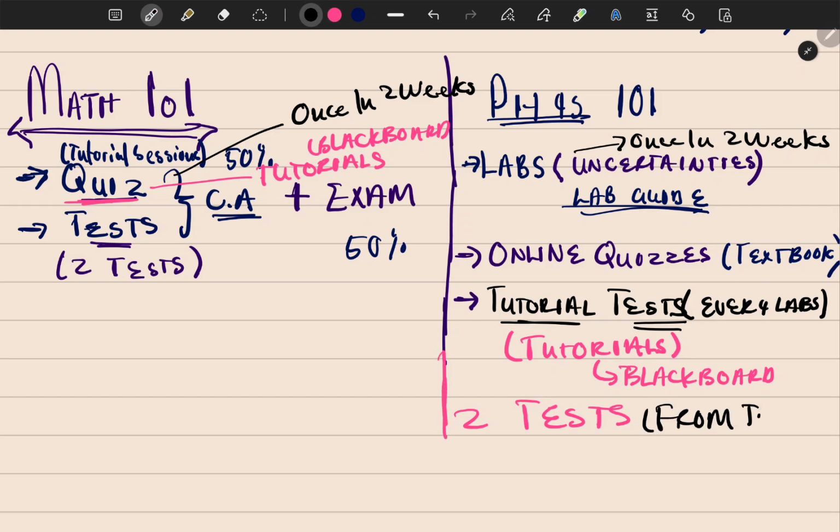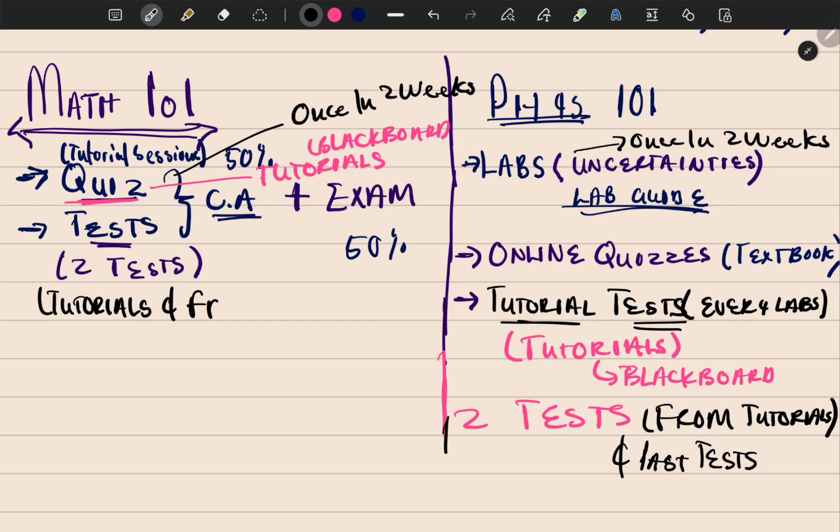So you have to do tutorials and past test papers, past test 1s and past test 2s. You use them to prepare. So these are going to be from tutorials, and you can use also past test papers, okay, to prepare. And also for maths, you should use tutorials. The 2 tests are going to be from the tutorial questions and also from past tests. That's how you prepare for the test, okay, from past tests.